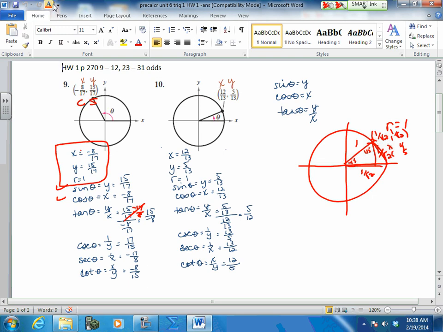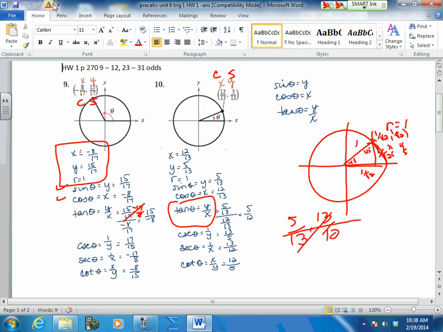This guy is in quadrant 1. All your pieces are positive in quadrant 1. Your cosine is your x value. Your sine is your y value. Your tangent is probably the only one that needed work. Your cosine was there, your sine was there. Your reciprocals, you just flip them over. Your tangent is the only one that needs a little work. So you keep, you change, you flip. And out comes that.